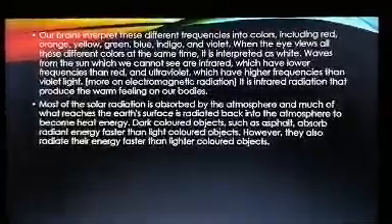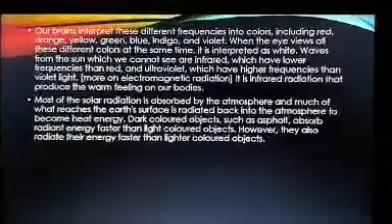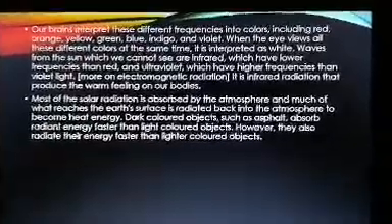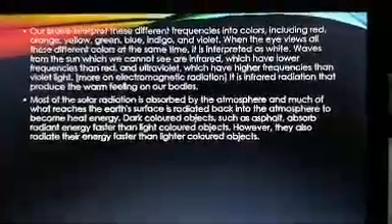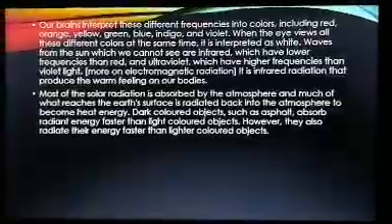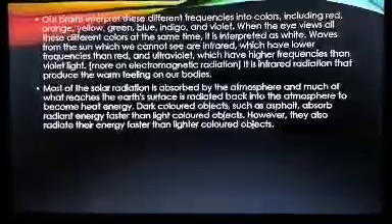When the eye views all these different colors at the same time, it is interpreted as white. Waves from the sun which we cannot see are infrared, which has lower frequencies than red, and ultraviolet, which has higher frequencies than violet light.